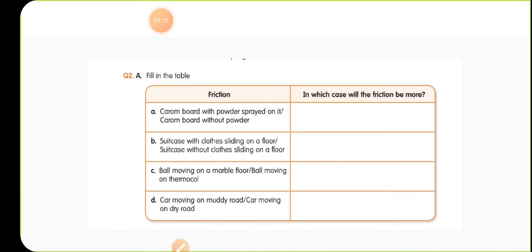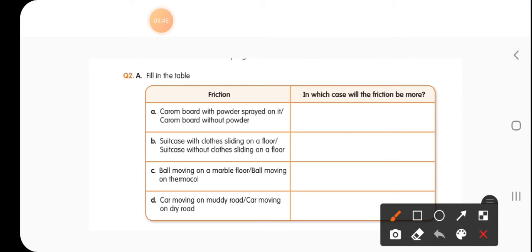In case 1, you will see a carom board with powder sprayed on it and a carom board without powder. They have given two situations here. Friction is more on a carom board without powder because powder makes the surface smooth. So a carom board without powder has more frictional force.